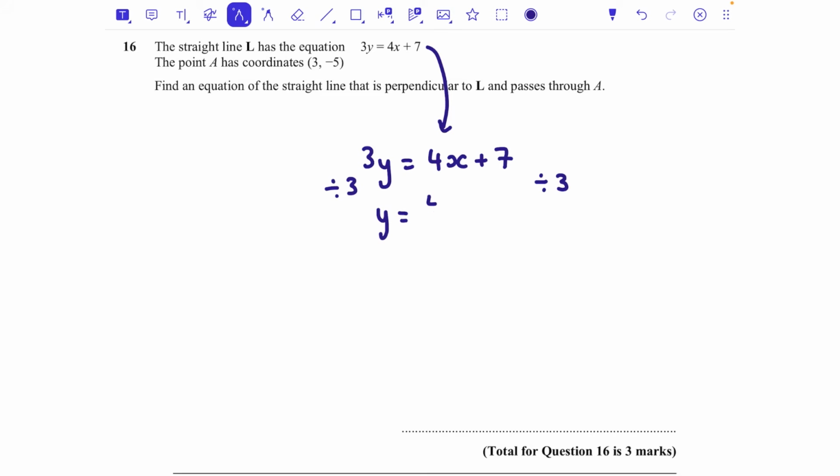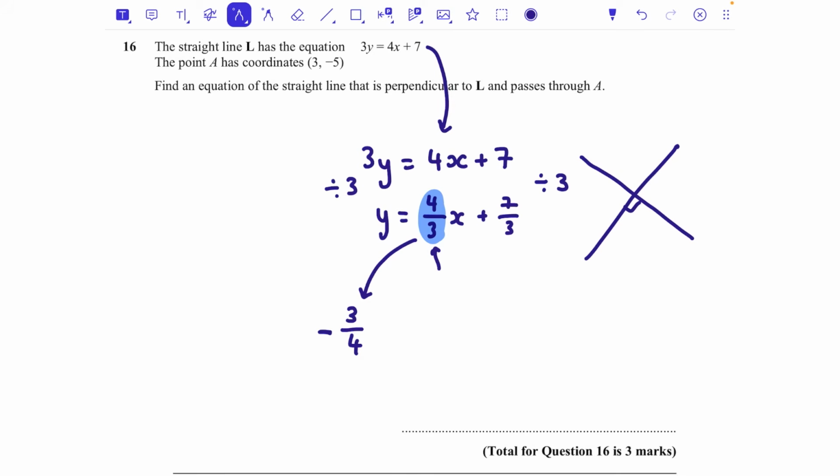So y equals 4/3 x add 7/3. Normally we'd put it all over 3, but the problem is that I want the gradient, which is just this bit in front of the x. So that's what we need to take. If I was asking you for a line parallel, then I'd be asking you for a line with the same gradient. This, I'm asking you for a perpendicular line, so we need to do the negative reciprocal. The reciprocal of 4/3 is 3 over 4, and because this bit is positive, we need to make ours negative, because if this line is going up, the perpendicular line will be coming down. So the negative reciprocal for perpendicular lines, y equals minus 3/4 x plus c.